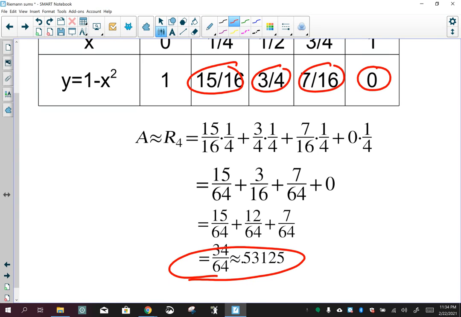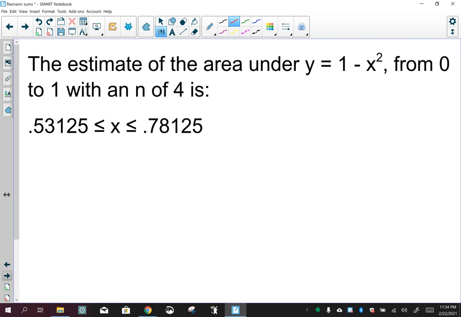So when I'm looking at what the possible answer could actually be, I have an underestimate and an overestimate. So I put them in an interval notation form. This would be an estimation that I would be happy with when my n is equal to 4. I know that the actual answer is somewhere in between there, so I am good to go on that.